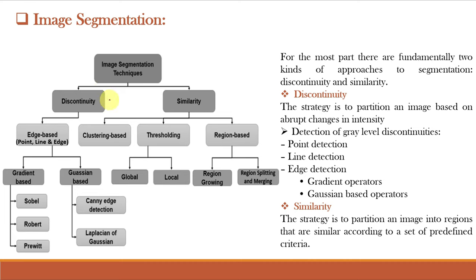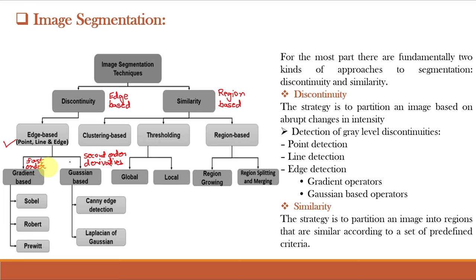So let us start. Image segmentation techniques can be classified as shown here. Fundamentally, there are two types of techniques, discontinuity based and similarity based. Discontinuity based is nothing but edge based segmentation, as we learned in the previous video class. And similarity based segmentation is region based segmentation. For discontinuity based or edge based segmentation, the strategy is to partition an image based on the abrupt changes in the intensity. So in this video class, we will learn edge based segmentation techniques such as point detection, line detection and edge detection. These detections can be done using gradient based operators or Gaussian based operators. The gradient based operators are the first order derivatives, while the Gaussian based operators are the second order derivatives.